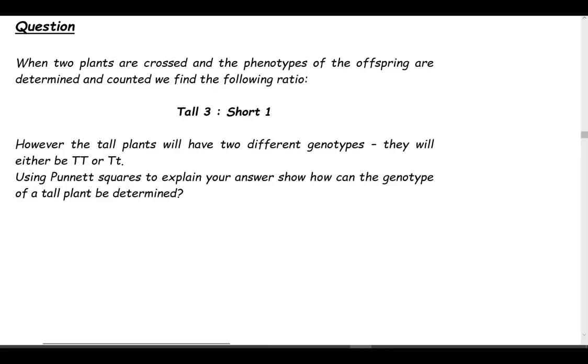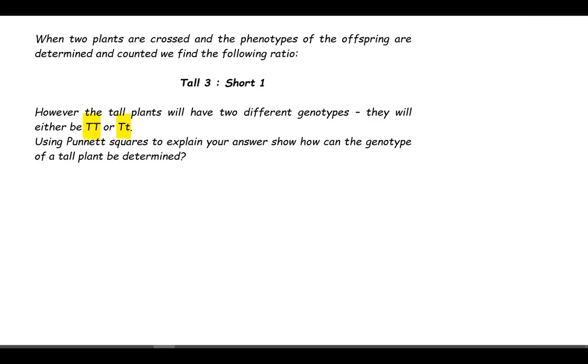If we look at this question, when two plants are crossed and the phenotypes of the offspring are determined, we find the following ratios: tall 3 to 1 short. However, the tall plants will have two different genotypes. They can either be big T, big T, or big T, little t. Using Punnett squares to explain your answer, how can the genotype of the tall plant be determined?